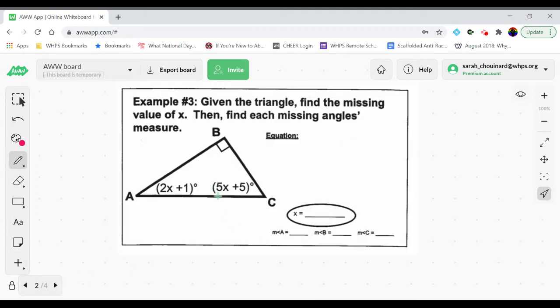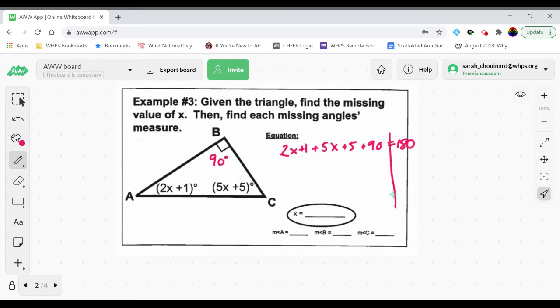In the next diagram, I also want to use triangle sum theorem because I only know the interior angles. And it's really important that when you are given the box that represents a right angle, that you don't forget that it's 90 degrees. You don't want to forget that in your equation, or else your answer is going to be thrown off. So for our equation, we're going to do 2x plus 1 plus 5x plus 5 plus 90 and set it all equal to 180 degrees.